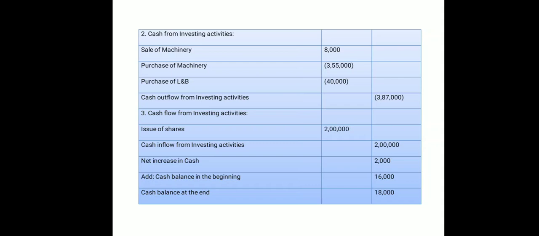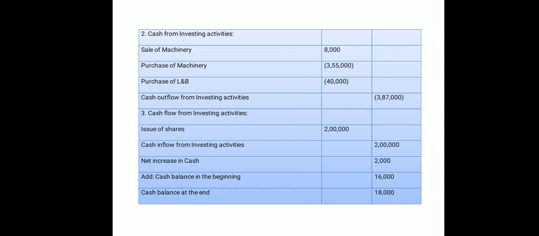That is indicating that it is a case of cash outflow. More cash has gone out from the pocket. So cash outflow from investing activities is 3,87,000. Clear? Now moving to your third main heading.